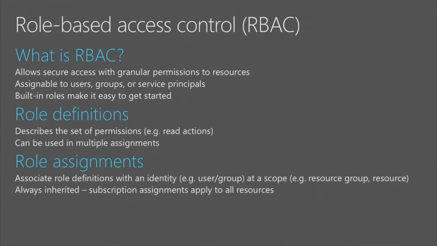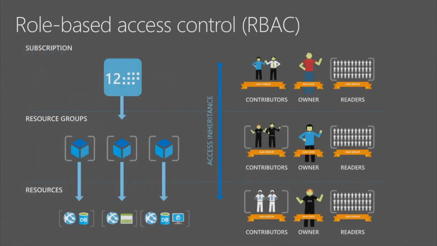And for RBAC, there's two concepts. There's the definition of the role and the assignments of the role. So for the definitions of the role, this is the set of permissions that that role has. This can be read actions, write actions, delete actions, and then they can be used in multiple assignments. So you define that role once, just like in any traditional RBAC model, and you can assign it multiple times. So these role assignments, they're always at the scope of a resource group or a resource, and with a particular identity, that user, group, or service principal, and they're inherited, and we'll show that with this picture here.